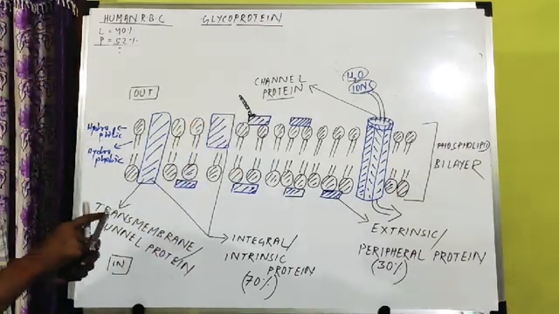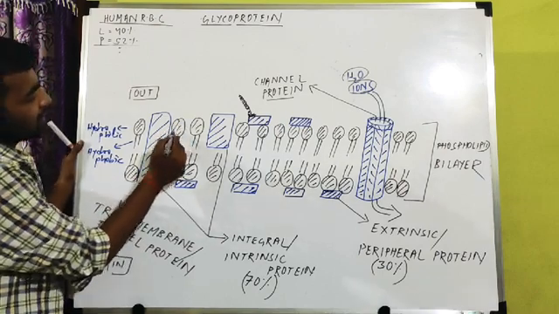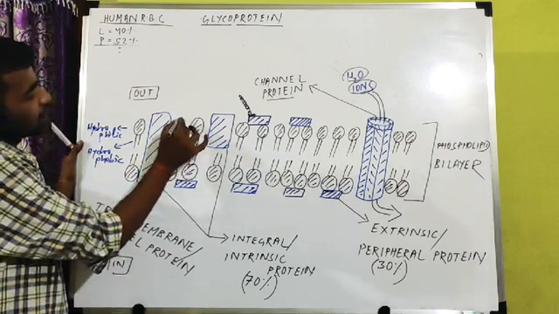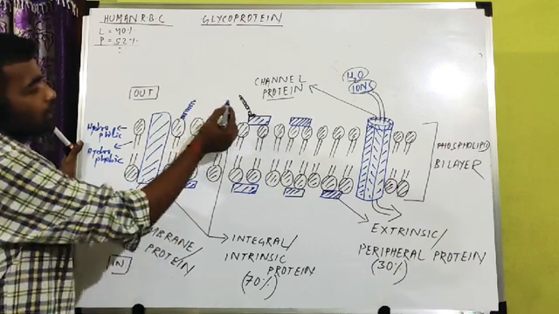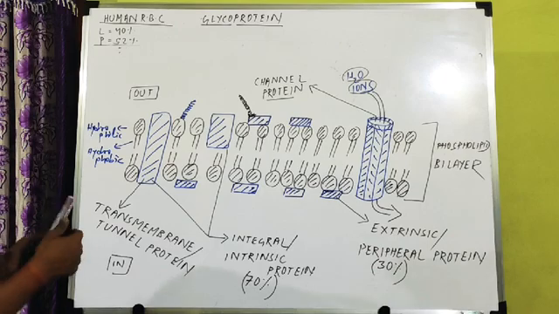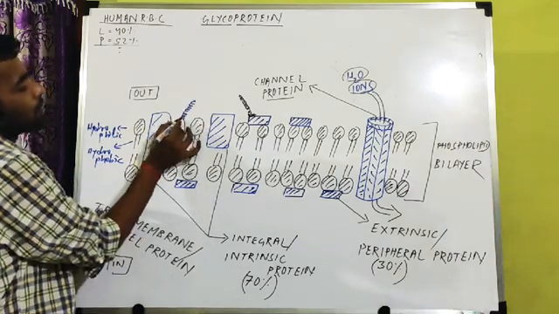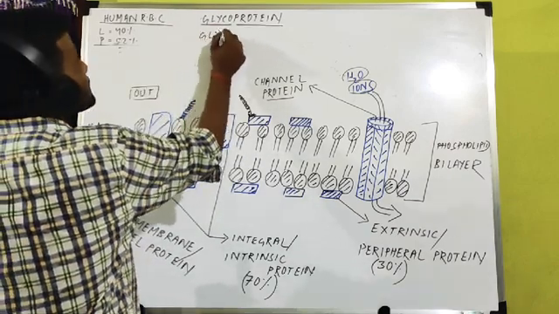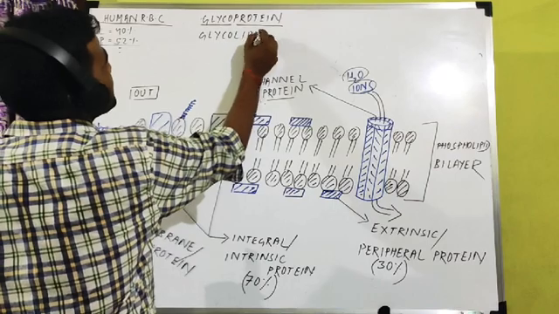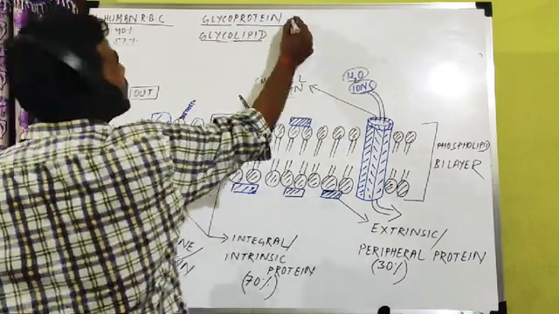Similarly, just like a glycoprotein is formed, sometimes the head of the lipid, this is the head and this is the tail, also combines with sugar. These are the sugars I am showing. Sometimes the head of the lipid combines with sugar by covalent bond, and when lipid combines with sugar, it is called a glycolipid. So two terms you have to remember: glycoprotein and glycolipid.